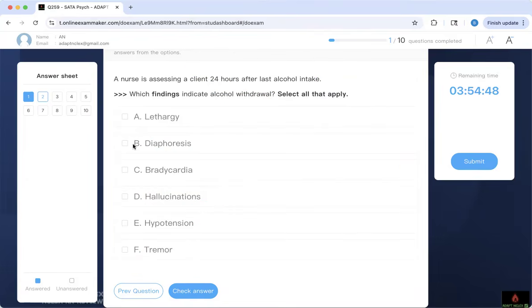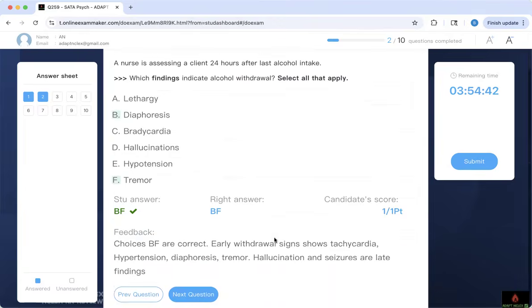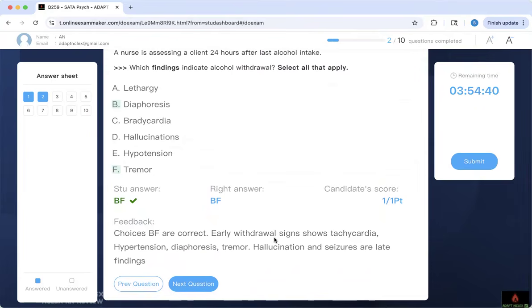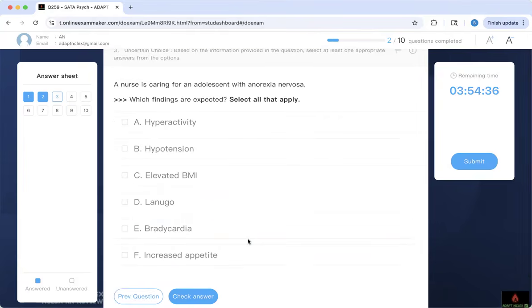You have to bring your content. This is why mental health can be very challenging, but bring your content if you know it, and then you apply it. So there's only two things: hallucination and seizures occur later on. Which findings are expected? Expected findings. It's a select and apply. Don't overselect.